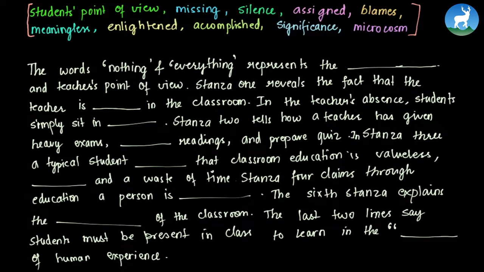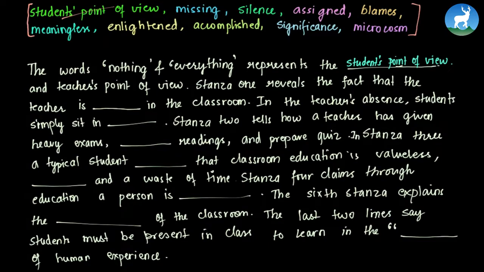So everything represents teacher's point of view while nothing represents the student's point of view. So we write student's point of view. Stanza 1 reveals the fact that the teacher is blank in the classroom. So in stanza 1, we read that teacher was absent and students were folding their hands and sitting on their desks.